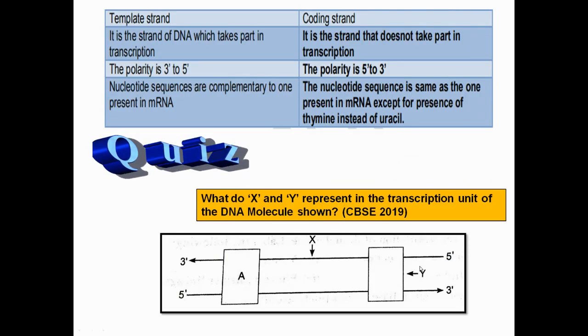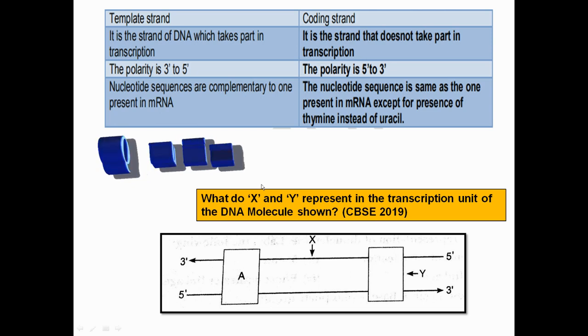Now the next thing, what is the difference between template strand and coding strand? Template strand is that kind of strand of DNA which takes part in transcription, and the coding strand does not take part in transcription. Okay, the polarity of the template strand is 3 prime to 5 prime, and the polarity is 5 prime to 3 prime in case of the coding strand. Nucleotide sequences are complementary to each other. The nucleotide sequence is the same as the one present in the mRNA, as I've told you before, except for the presence of thymidine instead of uracil. Okay, so this much should be clear in your mind. And the template strand is referred to as the antisense strand, and the coding strand is referred to as the sense strand.